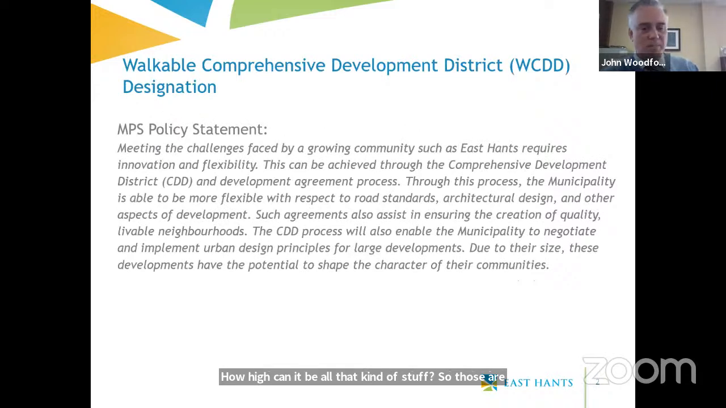And your policy statement in the MPS regarding the WCDD states, meeting the challenges faced by a growing community such as East Hants requires innovation and flexibility. This can be achieved through the comprehensive development district and development agreement process. Through this process, the municipality is able to be more flexible with respect to road standards, architectural design, and other aspects of development. Such agreements also assist in ensuring the creation of quality, livable neighborhoods. The CDD process will also enable the municipality to negotiate and implement urban design principles for large developments. Due to their size, these developments have the potential to shape the character of their communities.